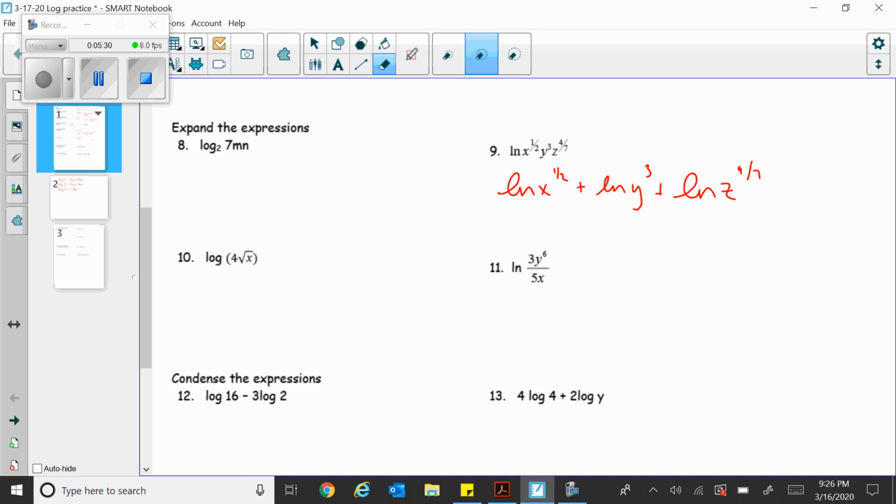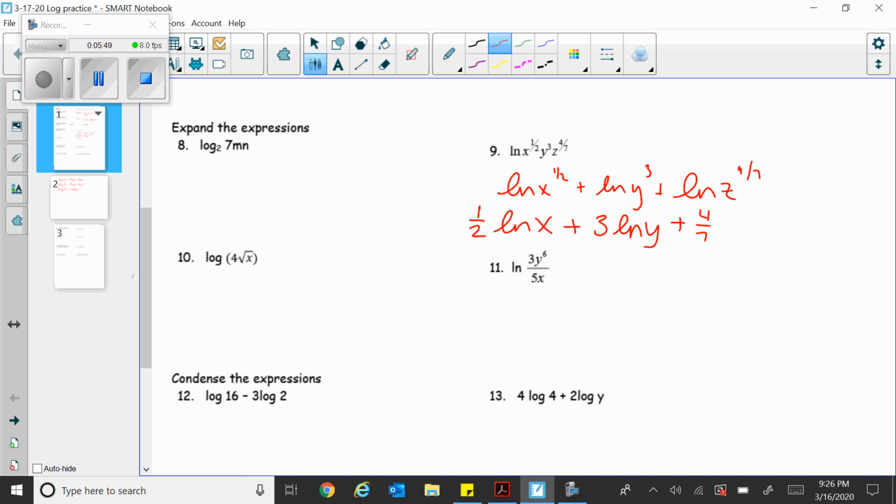And then after you do that, you're going to go ahead and use the power rule, which says take those powers and put them out front. So the 1/2 is going to go in front of natural log x. And then the 3 is going to go in front of the natural log of y. And then the 4/7 is going to go in front of the natural log of z. And that is your fully expanded problem.